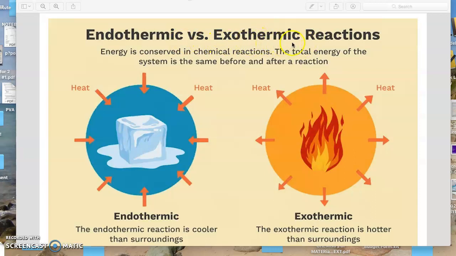Now both words have the root therm here, and I think you already know that means heat, as in thermos or thermostat or thermal underwear. But these prefixes tell us the difference between them. One of them means heat is going into the reaction, and one of these means heat is being released from the reaction. So exothermic, exo is like exit, to go out. So this means heat is going out of the reaction, and this image here shows us that.